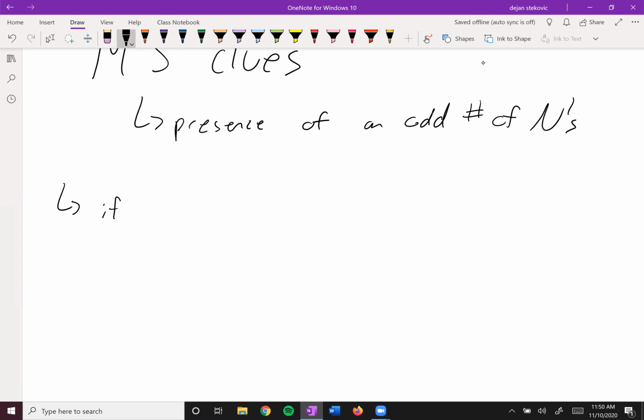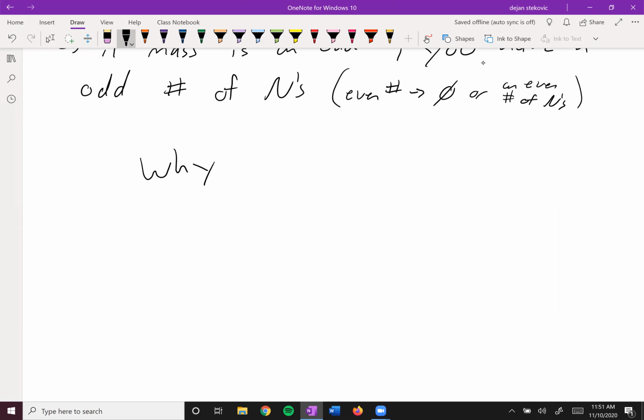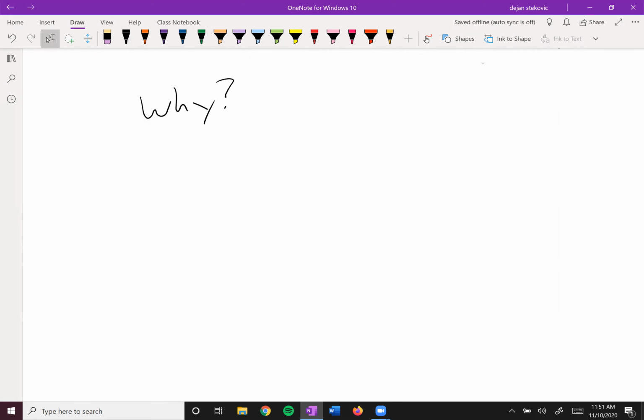And that's if your overall mass is an odd number, you have an odd number of nitrogens, right? And so if your overall mass is an even number, you're either going to have zero or an even number of nitrogens. So that's the overall rule. If you're curious as to why, here's the reasoning why. You don't really have to know this all too well, but if you're curious, you can know why.